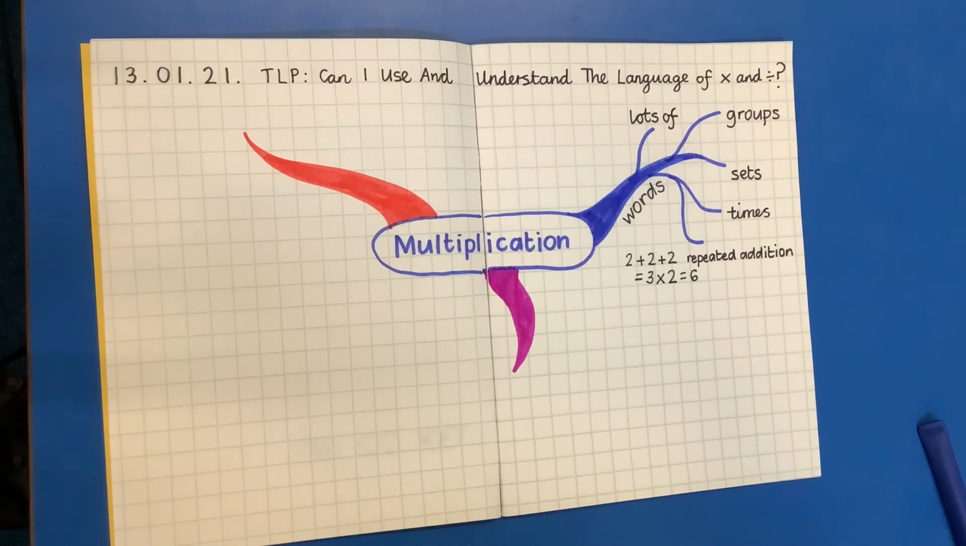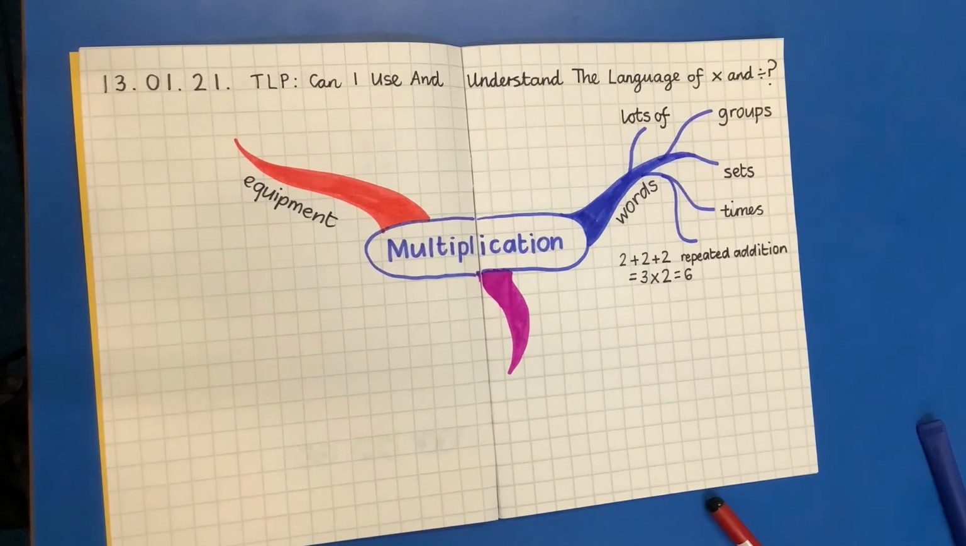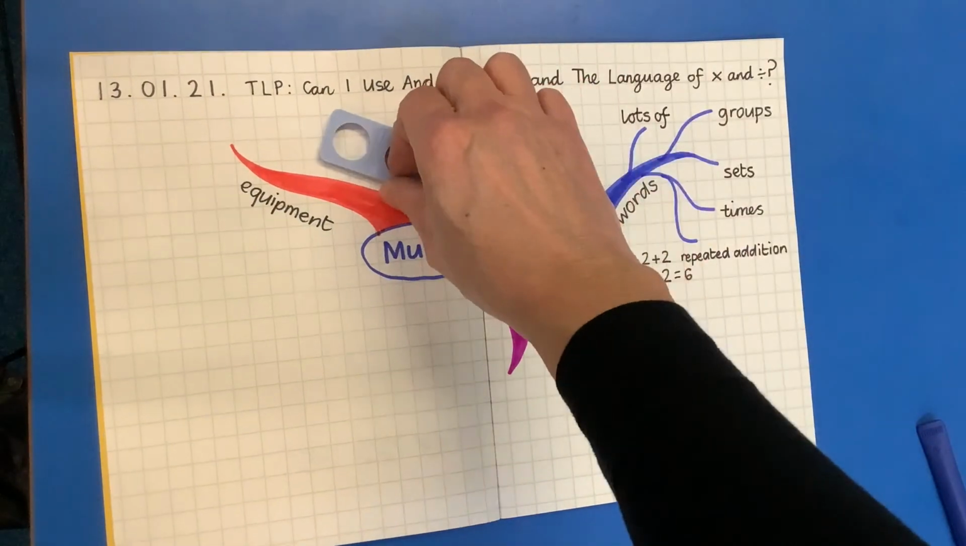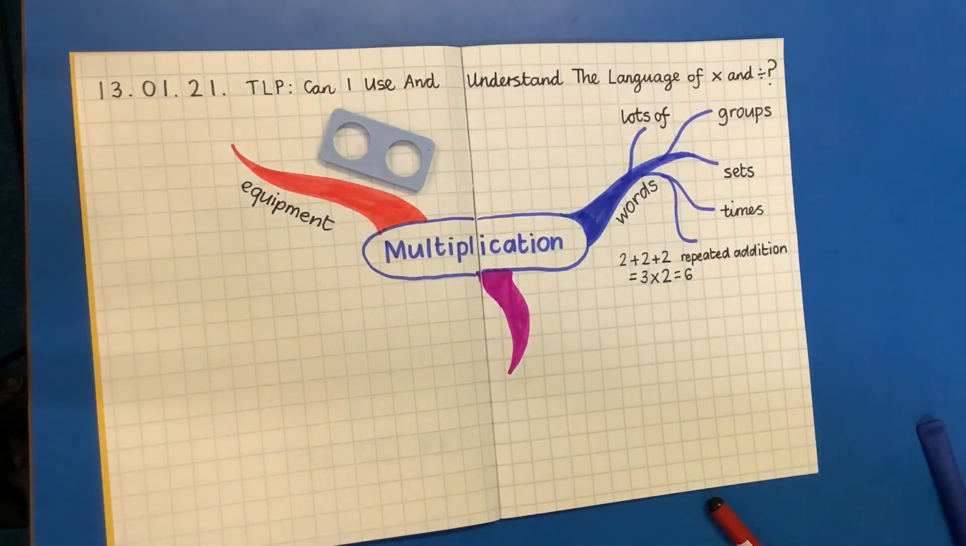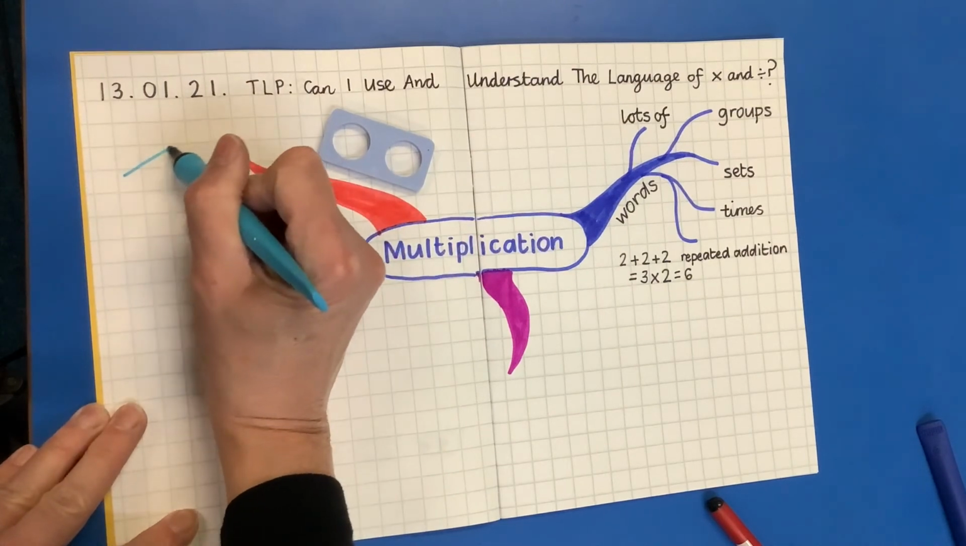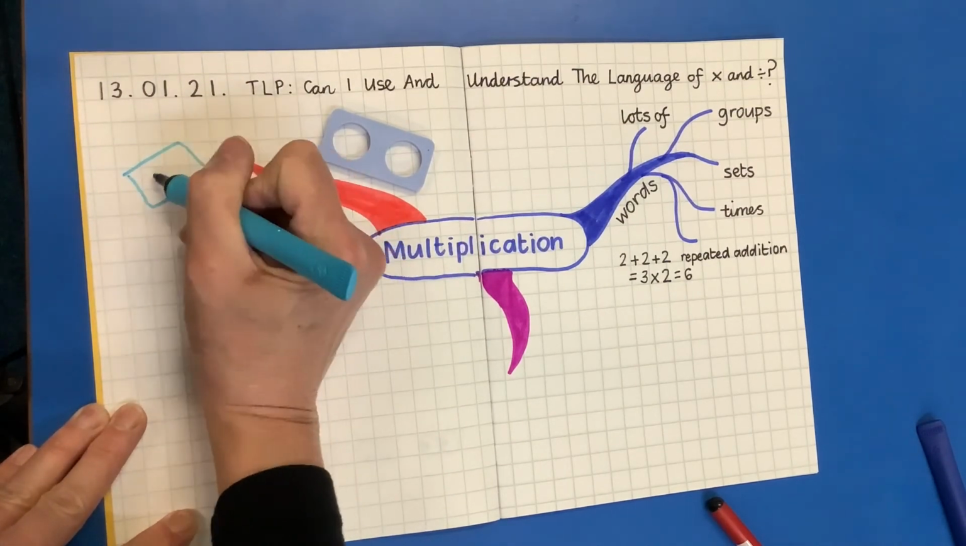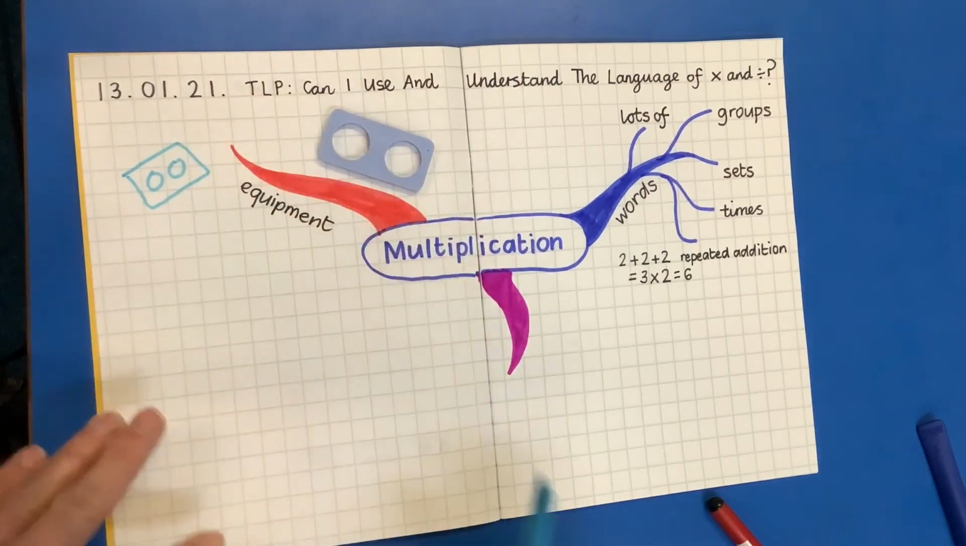My other branch, in my case the red one, is about the equipment we use in school to teach multiplication. And although you're not at school at the moment, most of you, I think it's still useful to talk about some of the things we could use to teach and learn about multiplication. So, for example, we've got Numicon. I'm going to draw a really simple picture of a Numicon plate. In this case, I'm thinking about the 2 times table.